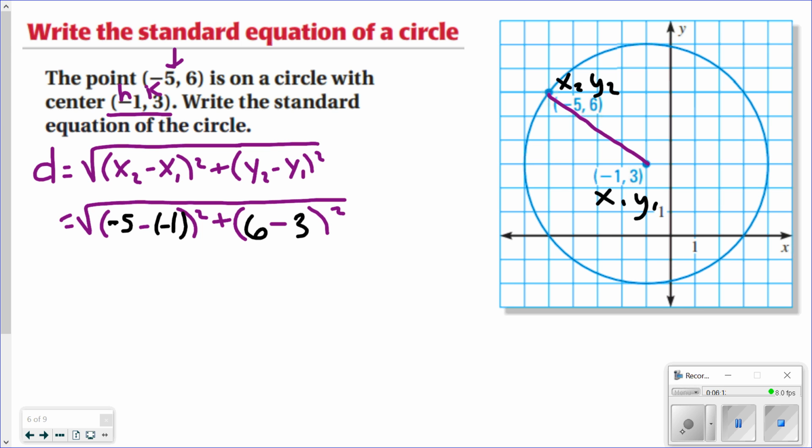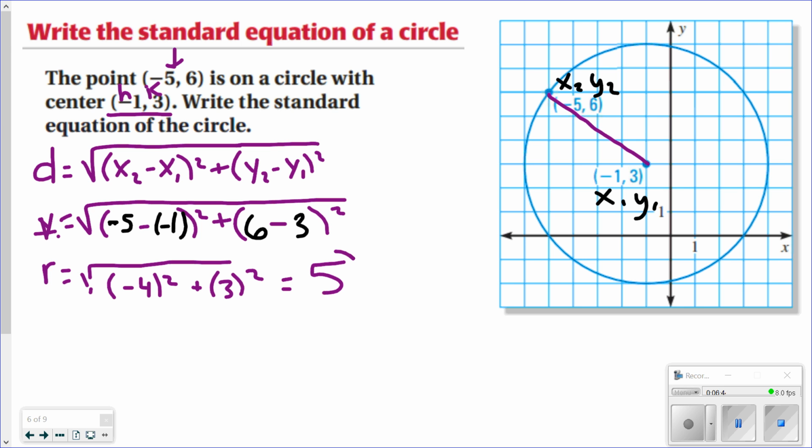So I just plugged in my x1, y1, x2, y2 into my distance formula. So let's simplify this. So if I plug this right into my calculator, or I can simplify it part by part, I know that negative 5 minus a negative 1 is really negative 5 plus 1. That gives me negative 4. I'm going to square that. Plus 6 minus 3, well 6 minus 3 is 3. I'm going to square that. And this will simplify to 5. Now looking at our picture, we probably could have seen that the radius is 5 from going here to here. But if we didn't have a picture, this is what we would need to do.